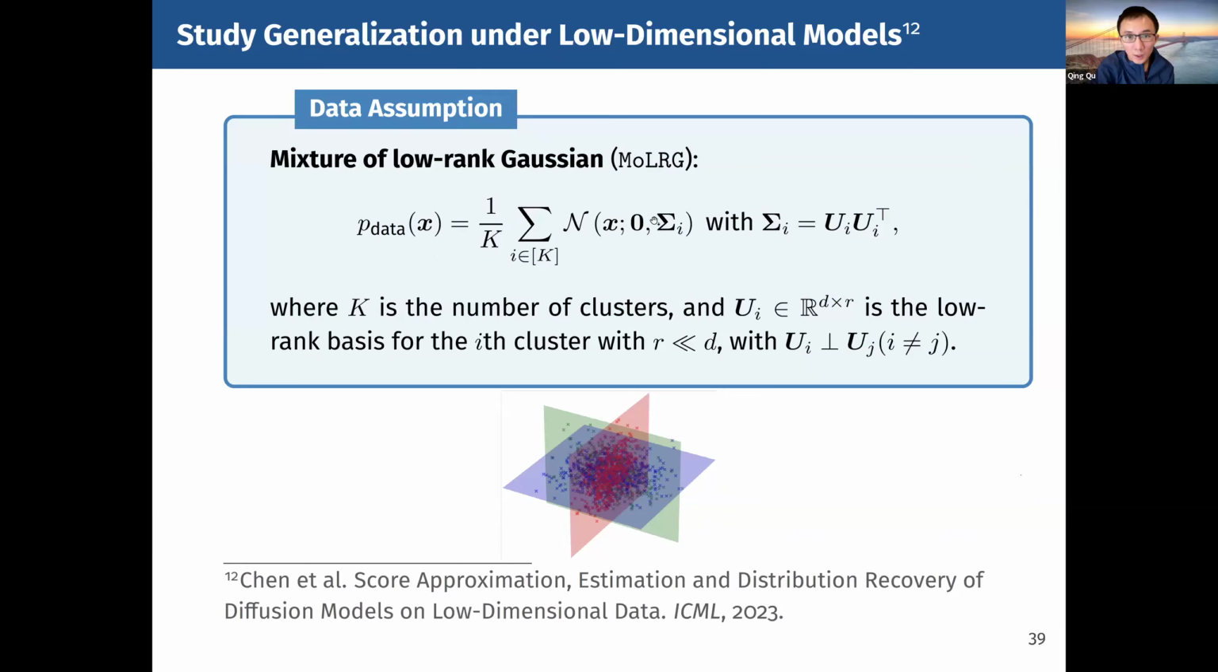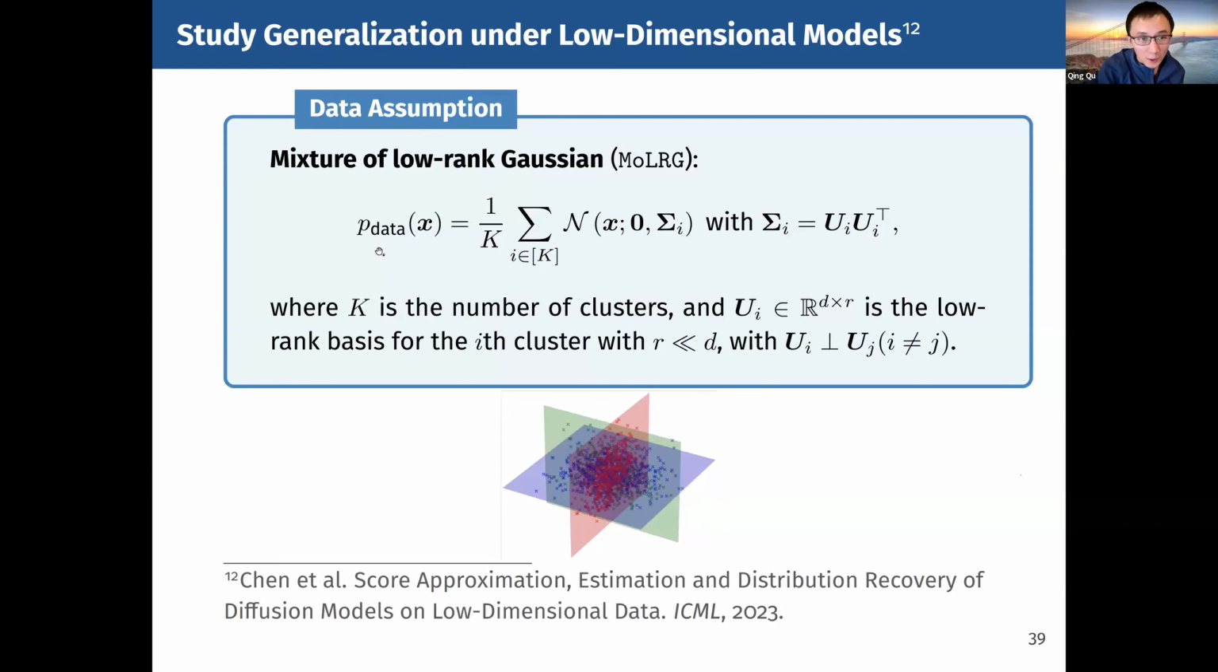This mixture of low-rank Gaussians can essentially be visualized as a union of subspaces model, where each Gaussian mode is lying on a low-dimensional subspace, where U_i is capturing the subspace basis and U_i is of size d by r. D is the ambient dimension, r is the intrinsic dimension. So this U_i is capturing the low dimensionality of your images.